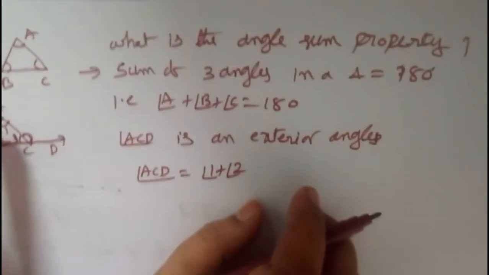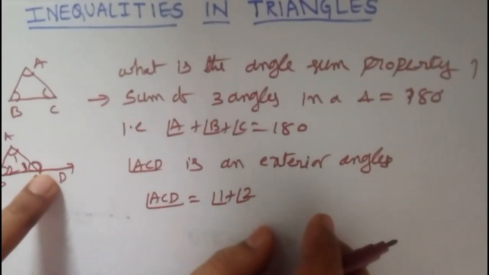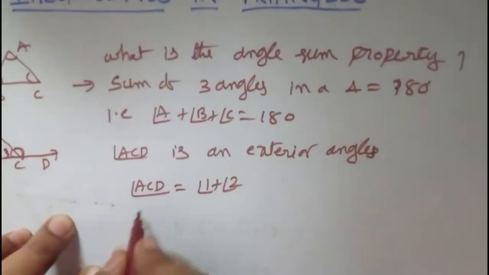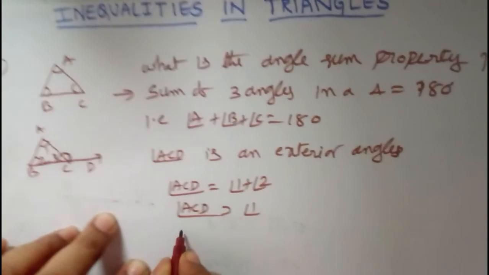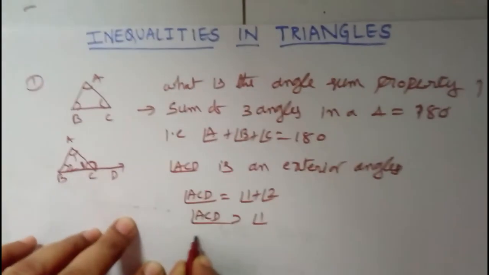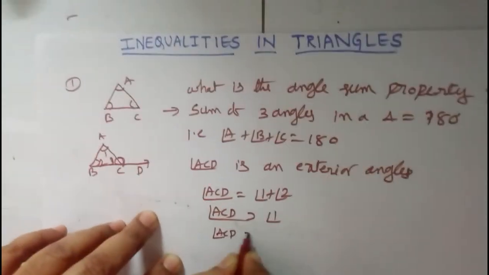And exterior angle is greater than each of its interior opposite angles. Angle ACD is greater than angle 1. Similarly, angle ACD is greater than angle 2.